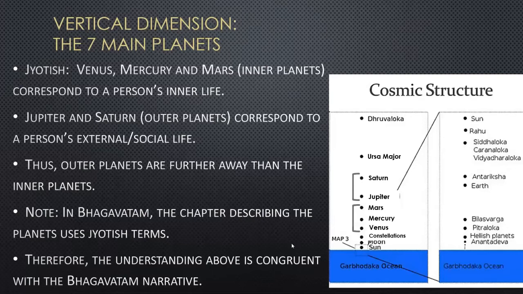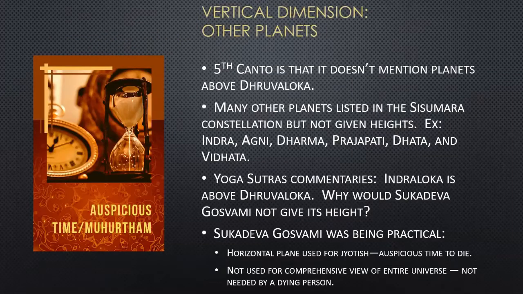The vertical dimension also has these other planets, and the fifth canto doesn't mention planets above Dhruvaloka, above the pole star. We know that there are higher planets above Dhruvaloka, such as Maharloka, Tapaloka, Janaloka, which are planets of the rishis, of the sages, and above that is the planet of Lord Brahma. But this information is not given in the fifth canto.